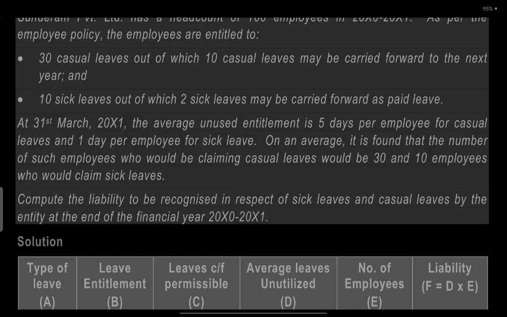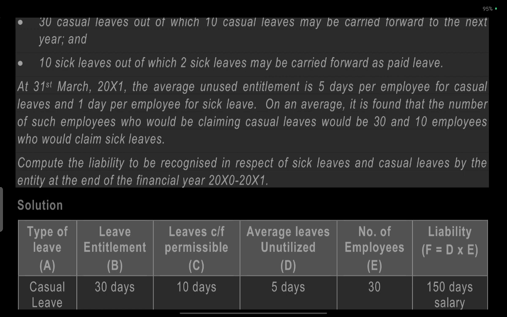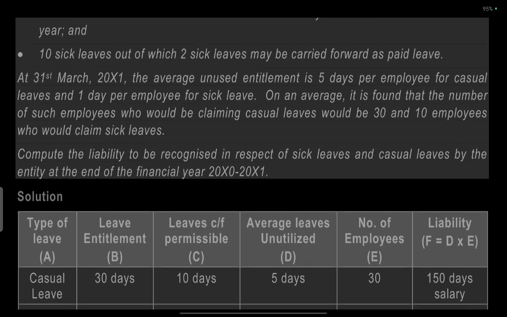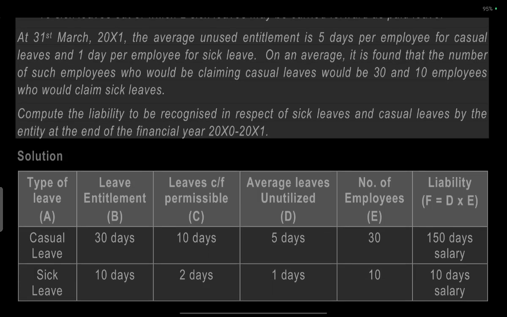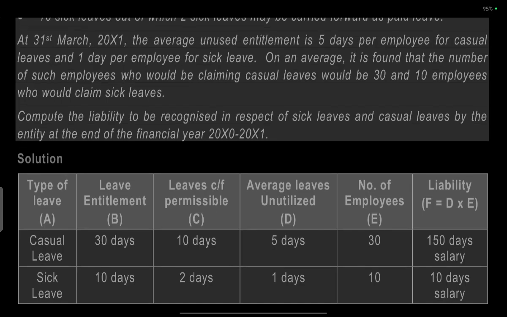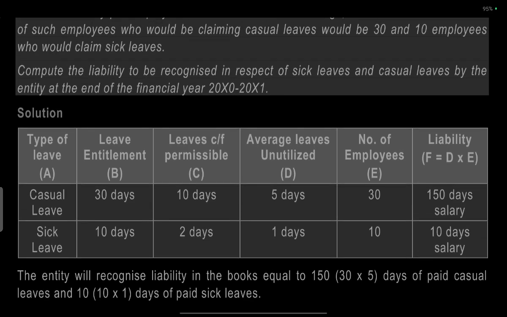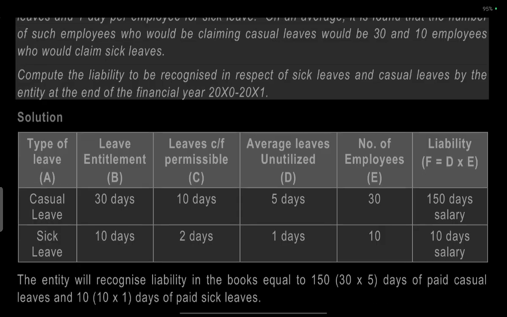Average annual utilization is 5 days per employee of casual leaves and 1 day per employee of sick leave. On average, it is found that the number of employees claiming casual leave is 30, and 10 employees are claiming sick leave. Compare casual leave 30, sick leave 10. So leave permissible is 10 and sick leave 2.